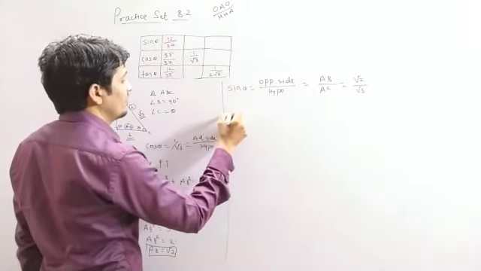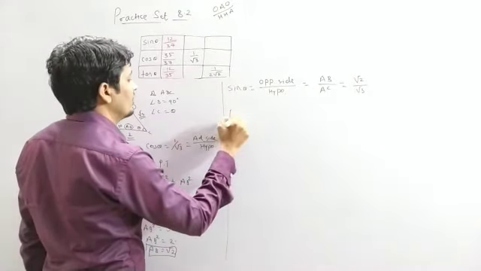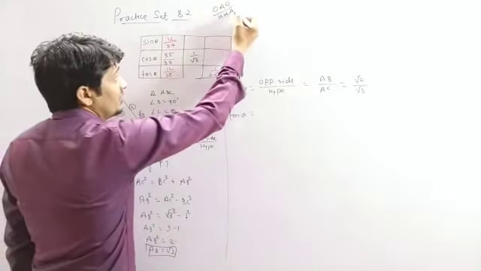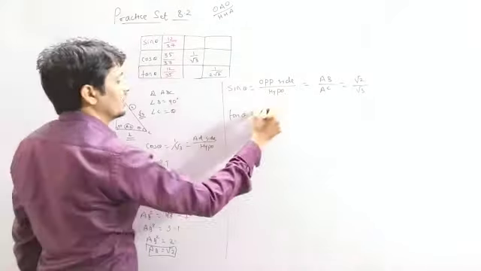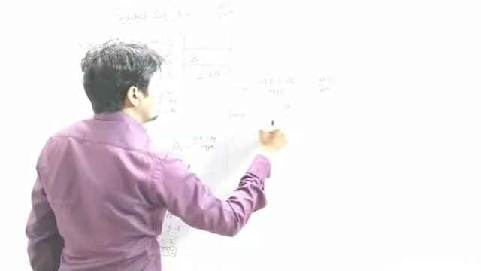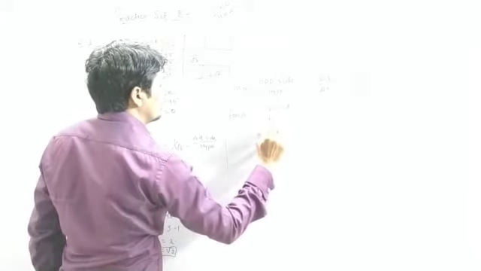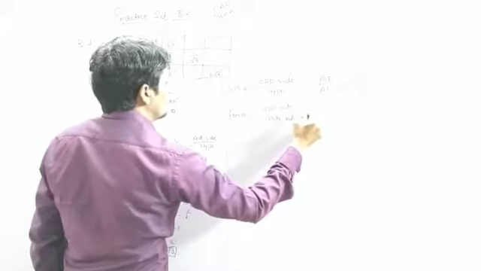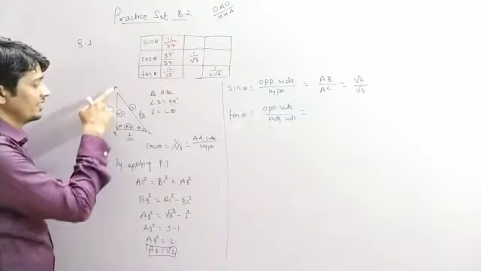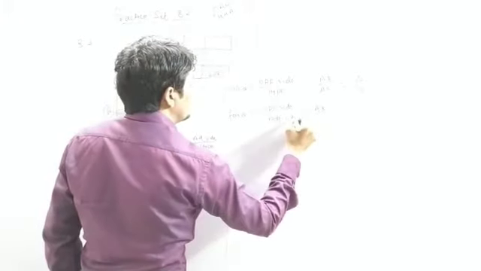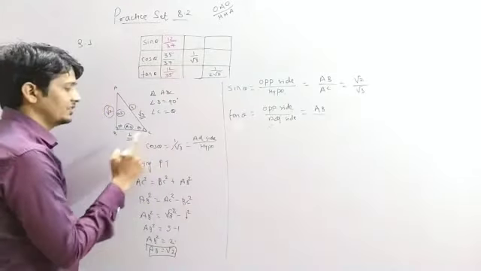So we have to write for tan theta now. So tan theta equals to, what is tan theta? Opposite side divided by adjacent side. What is the opposite side here? Again AB. So AB divided by adjacent side, which is BC.